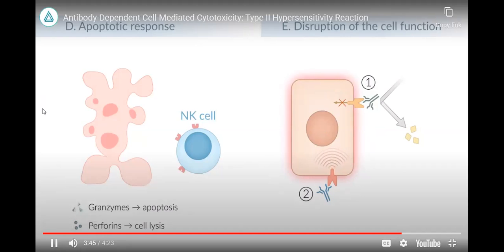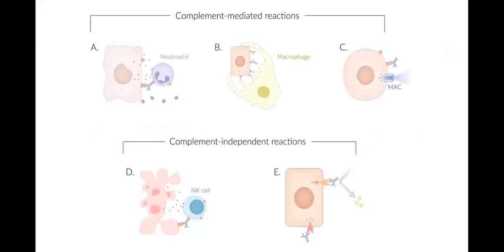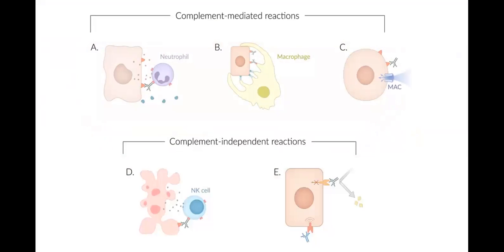As we've just seen, type 2 hypersensitivity reactions usually cause cell death. This can either be complement-mediated or complement-independent. However, for most type 2 hypersensitivity reactions, multiple mechanisms contribute to the autoimmune reaction to varying degrees. It's important to note here that cell death via lysis most enhances inflammation through the release of cell components.